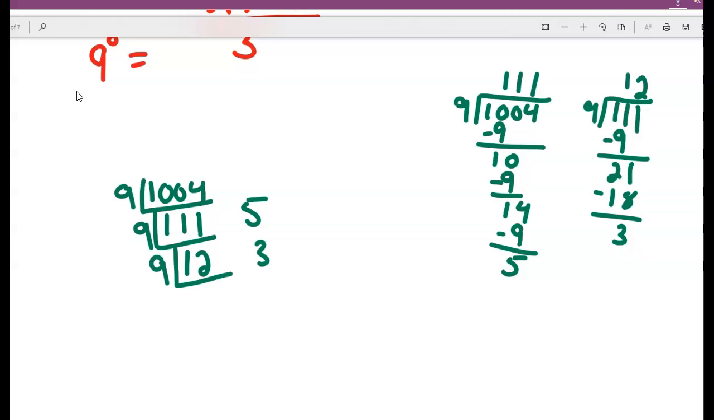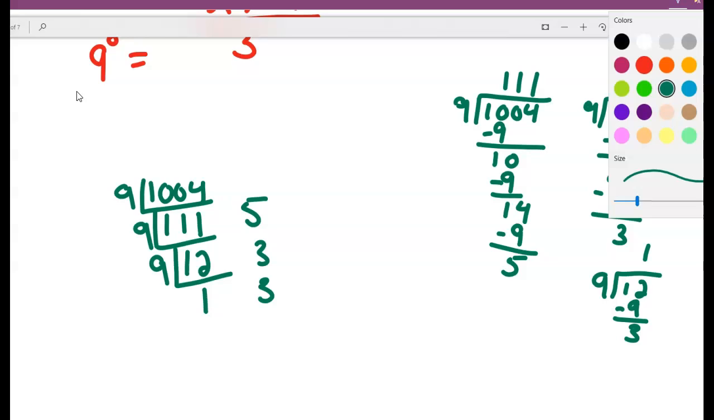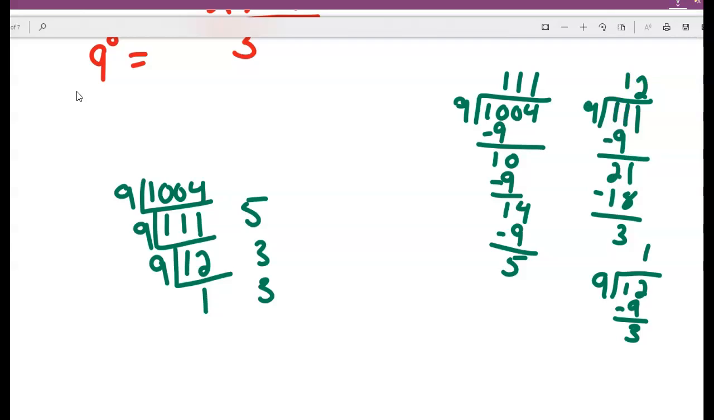Then I'm going to see, 9 goes into 12 one time with a remainder of 3. So it comes here one time with a remainder of 3. The biggest difference is instead of reading it from the top to the bottom, now we're reading it this direction. And we get 1, 3, 3, 5, base 9.